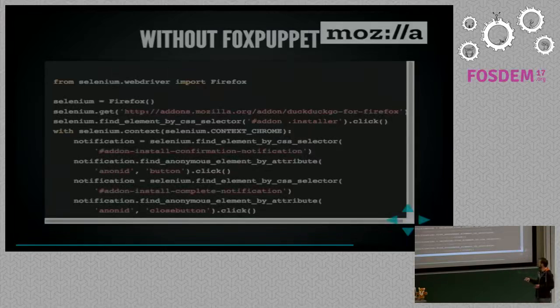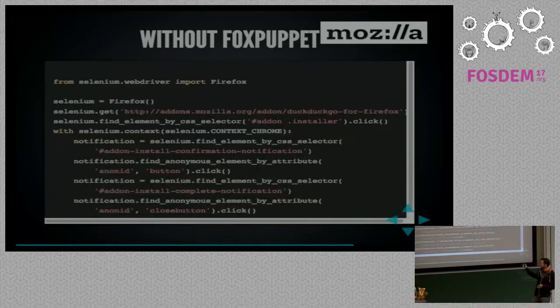And then essentially what we're doing is we're getting a notification. When you click install an add-on, you get a little door hanger notification drops down. You need to click install, and then you get a confirmation. So here we are clicking the install button on that first notification, and then we're finding the next notification, and we're clicking the close button on that. This code wouldn't actually work.